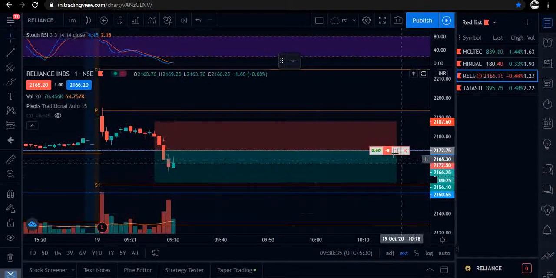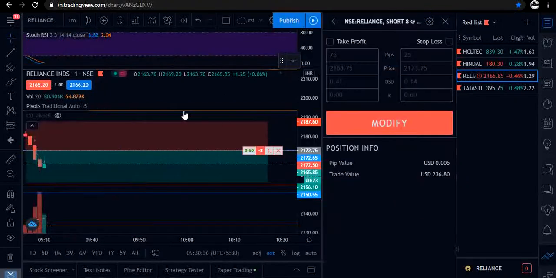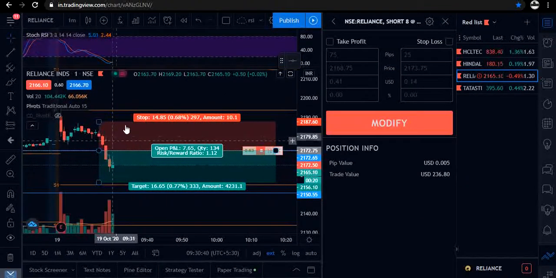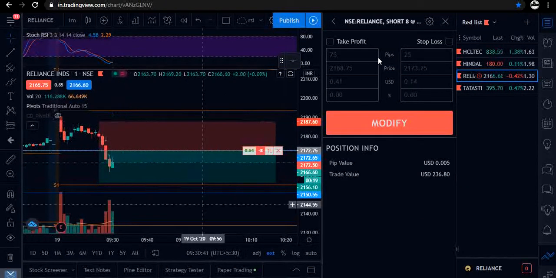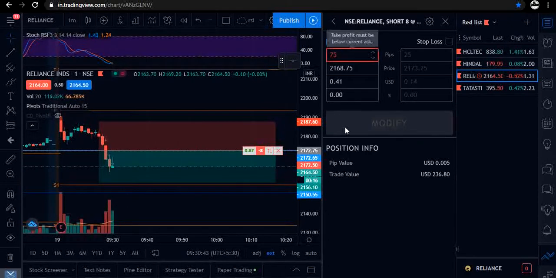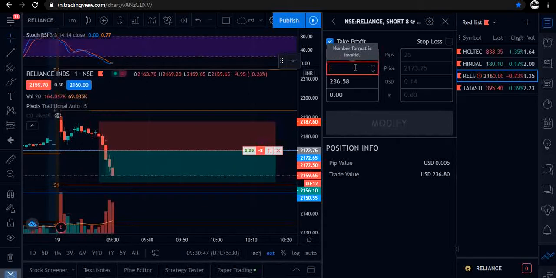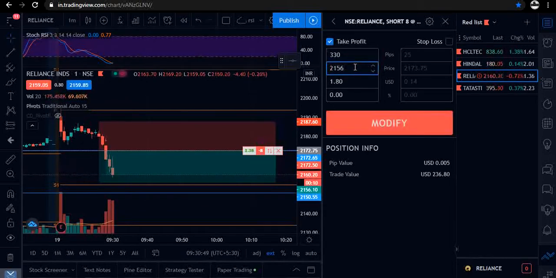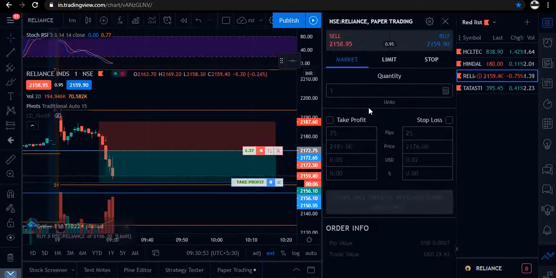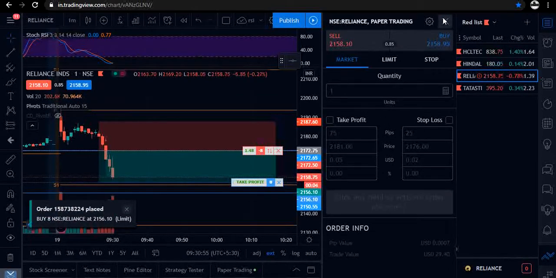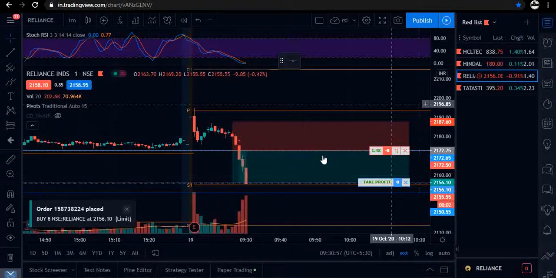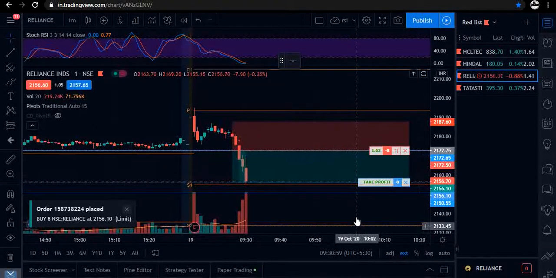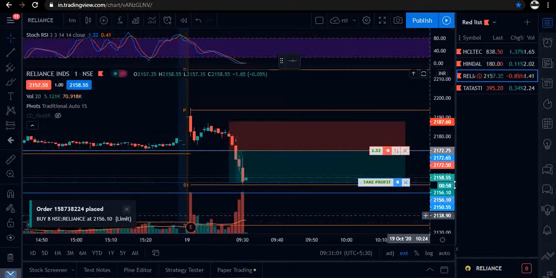Now let us place our target and our stop loss. So our target is 2156.10. Okay, so we have placed our target because it is coming downside with a good speed, and we needed that.